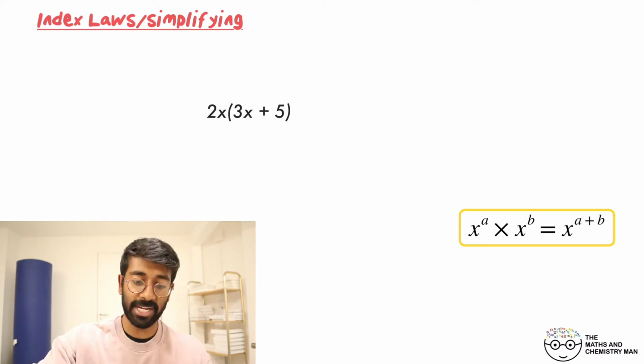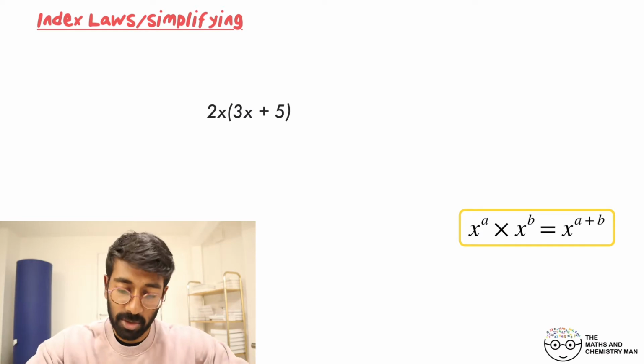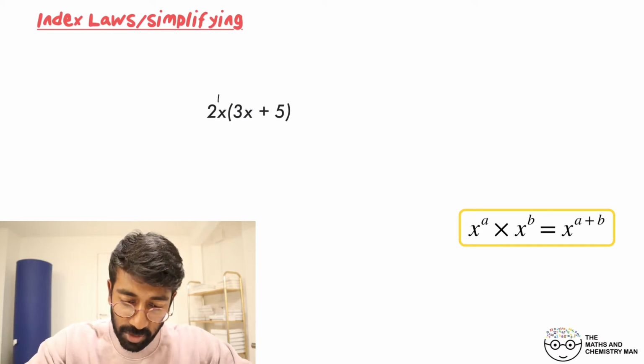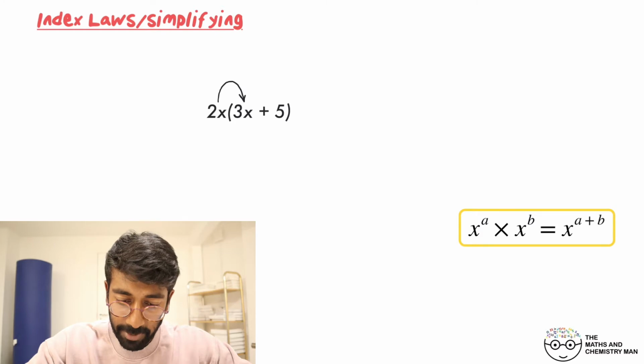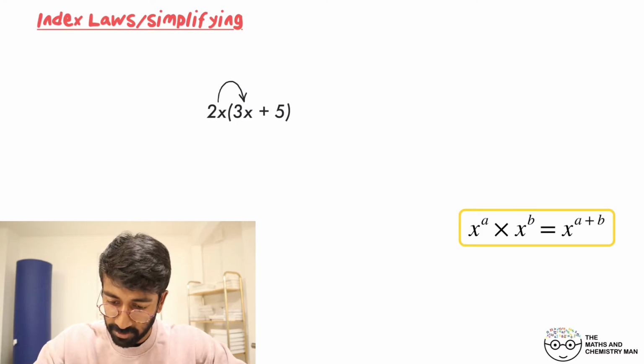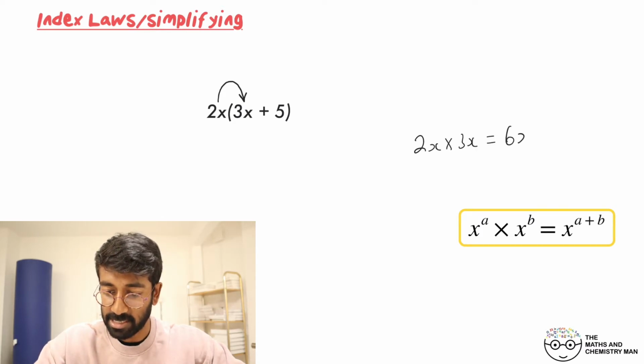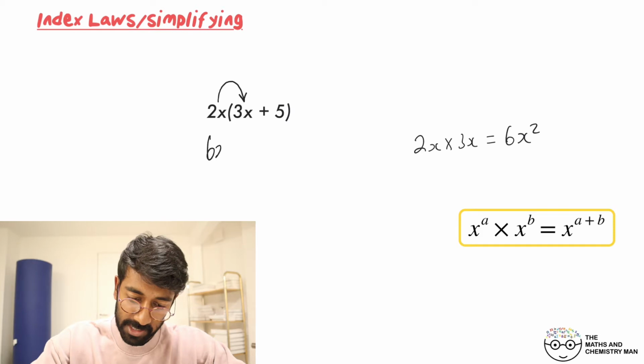Now, how do you expand these brackets? You take whatever's on the outside and multiply it by whatever's on the inside. So like this over here. We've got 2x on the outside. We're going to multiply that by 3x. What's that going to give us? So we're doing 2x multiplied by 3x. That's going to give me 6x squared. So I'll put that there, 6x squared.